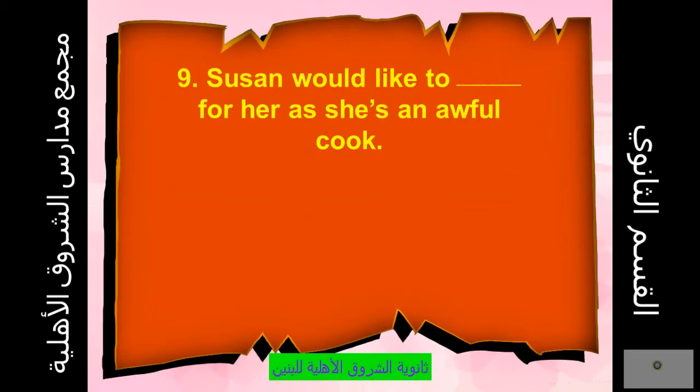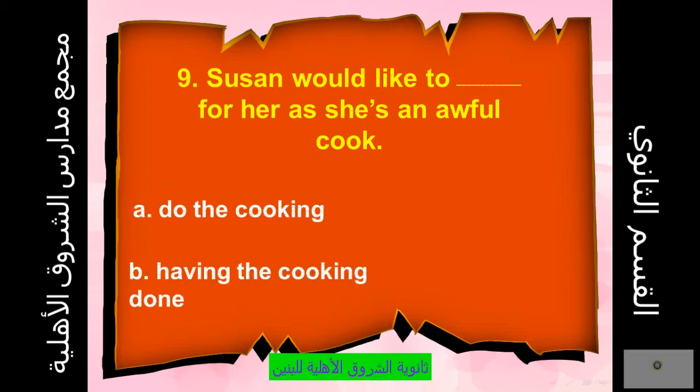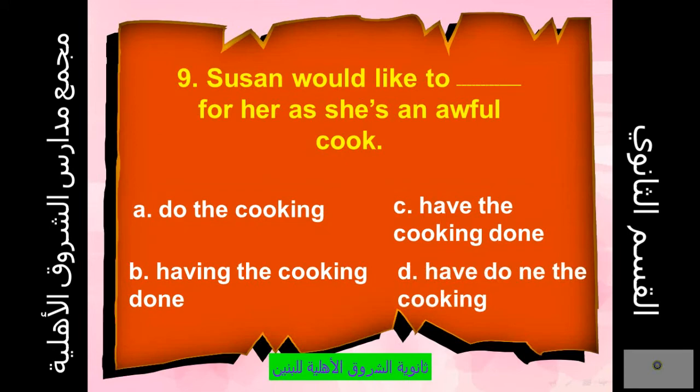Question number 9. Susan would like to space for her as she is an awful cook. Do the cooking. Have the cooking done. Have do no cooking. The right answer is have the cooking done. This question is based on the causative form using have plus the object and past participle.